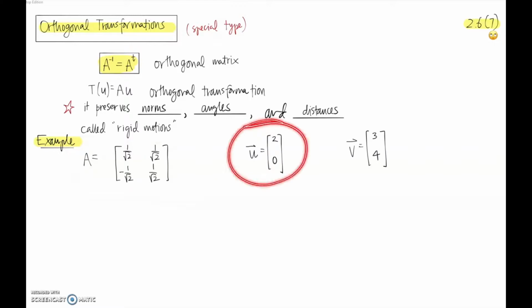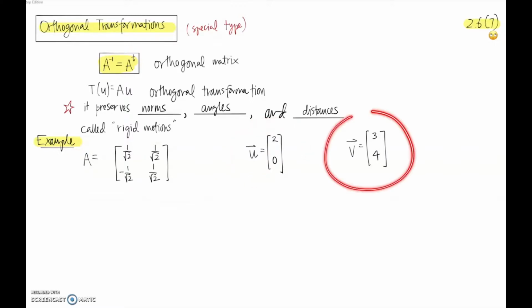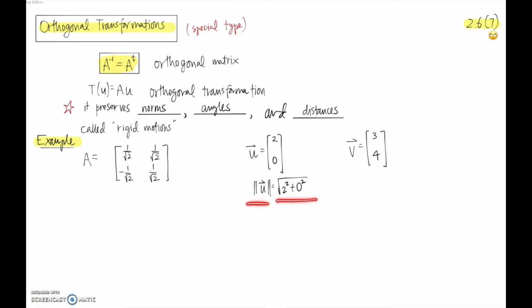I also start with these 2 vectors. This is vector u, and here I have vector v. Right off the bat, let's find the norm for each of these vectors, so the length of these vectors. This is going back to section 1.6, where we talked about a lot of these ideas. The norm of u is just this formula: we take the square root of each of the elements squared and added together. So the norm of u is 2, and the norm of v will be the square root of 3 squared plus 4 squared, and that's the square root of 25. So the norm of v is 5, the norm of u is 2.